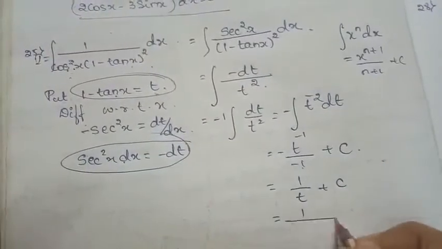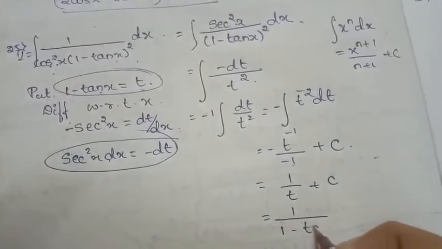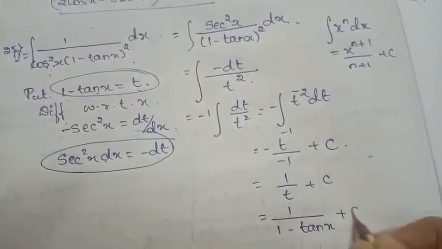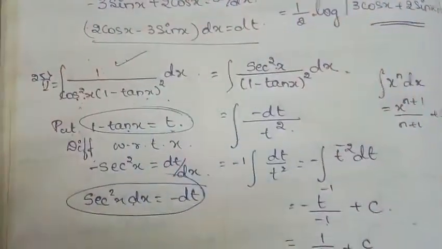So what was our t here? Our t was 1 minus tan x, so the answer is 1 divided by 1 minus tan x plus c. So this is the integral of the given question.